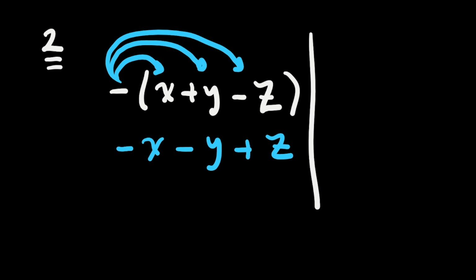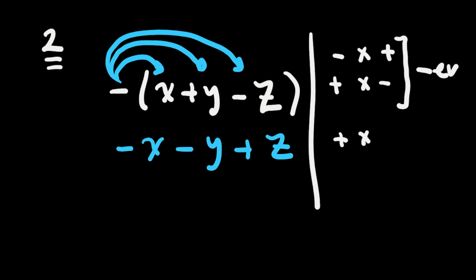Just keep this point in your mind. When we have different signs, for example a negative multiplied by a positive or a positive multiplied by a negative, we always get a negative. Or when we have a positive multiplied by a positive or a negative multiplied by a negative, we will always get a positive sign.